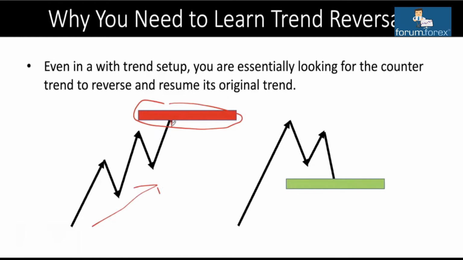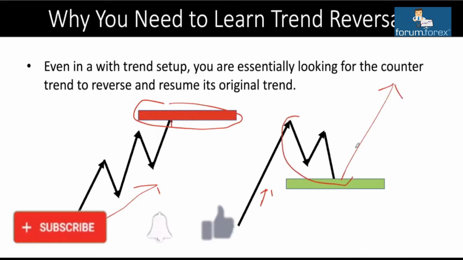And that is even in a with-trend setup. In this setup over here, let's say the trend's up. Even in a with-trend setup, what you are still looking for is a retracement. So let's say you are in the uptrend and you want to buy, you expect price to go up. You still need to wait for a trend reversal of the counter trend. Basically, you want the counter trend to change back to a trend.